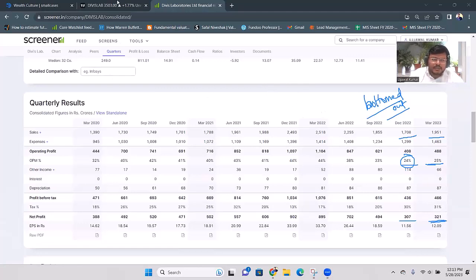Okay. Now, can this be followed by another pullback? Definitely. If, let's say, the June quarter numbers are very bad, then obviously the stock will again start correcting. But as a long-term investor who's looking at DVs, am I comfortable starting to buy this stock now? Yes. Is this in the overbought zone? This is not in the overbought zone, right?